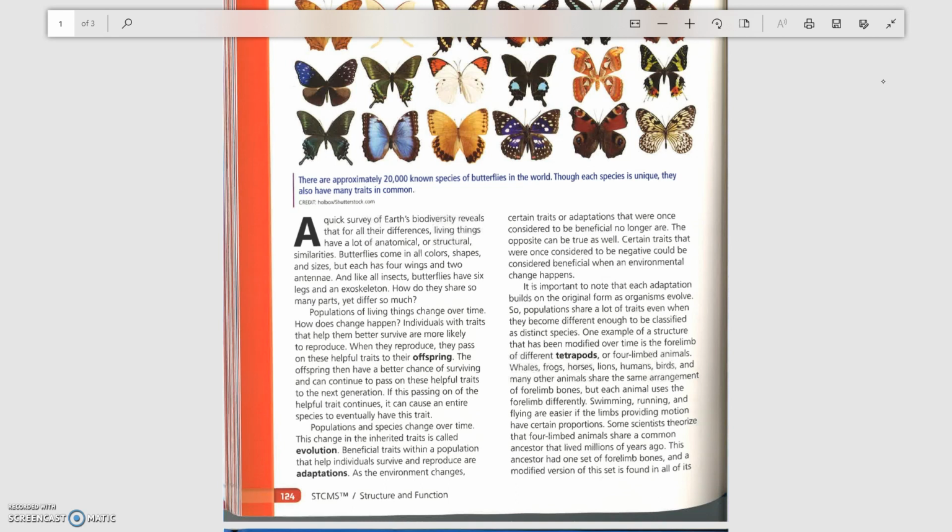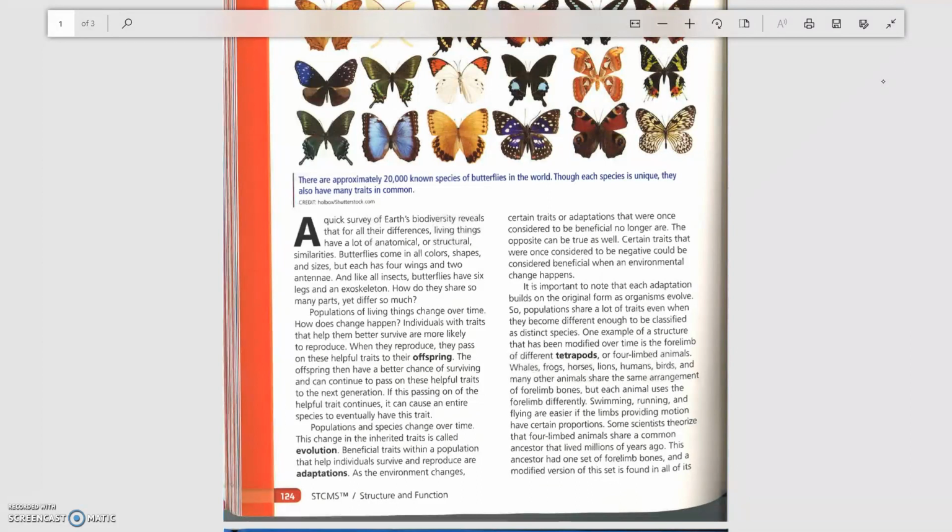How do they share so many parts yet differ so much? Populations of living things change over time. How does this change happen? Well, individuals with traits that help them better survive are more likely to reproduce. So this might be an example of something like an insect that can camouflage into its surroundings. That insect is more likely to survive than another insect that might not blend in so well because of its colors, because it's not getting hunted and eaten.